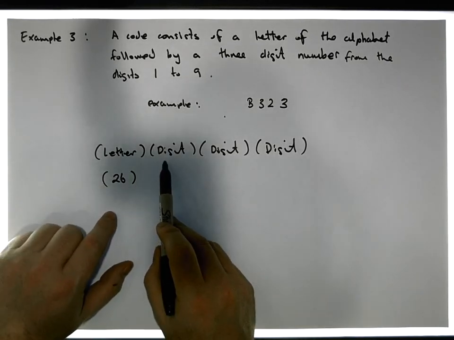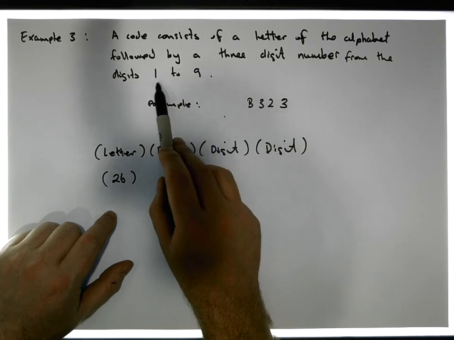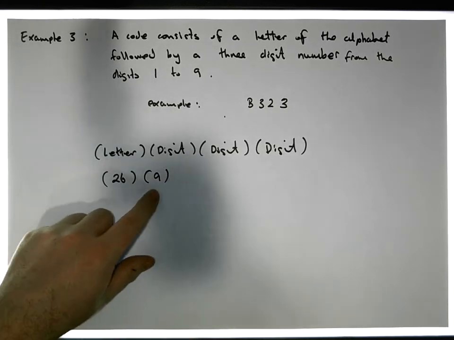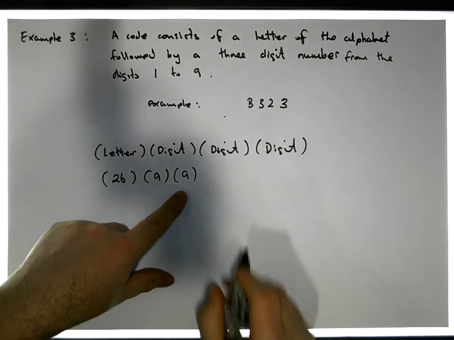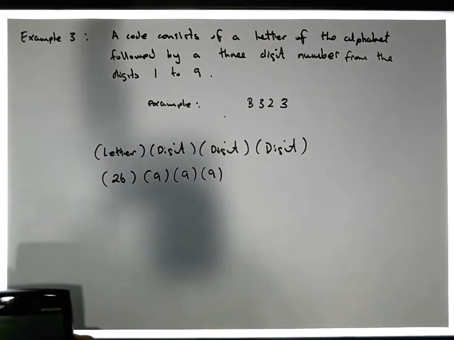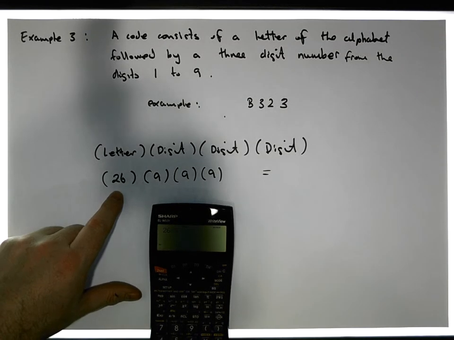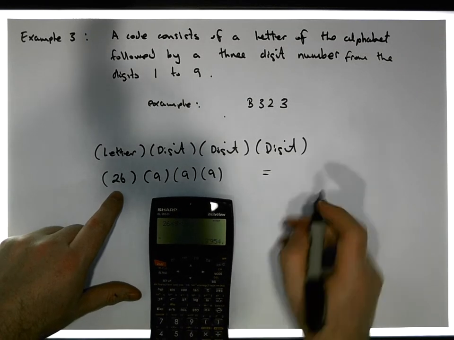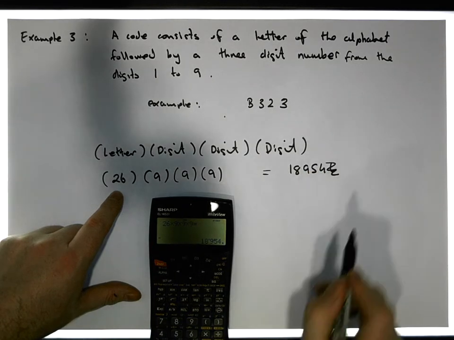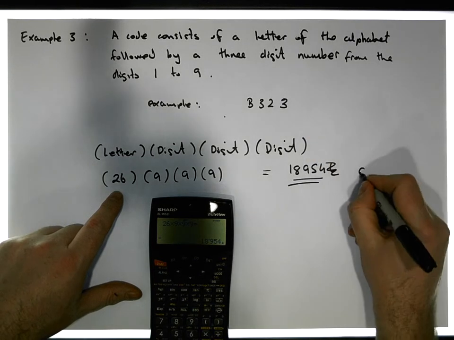What about the digits? The digits are 1 to 9, it's not 0 to 9, don't forget, so there's actually only 9 digits. You could have 9 possibilities for the first digit, 9 possibilities for the second digit, and 9 possibilities for the third digit. So in this situation there would be 26 times 9 times 9 times 9, which gives us 18,954 possible codes in this particular case.